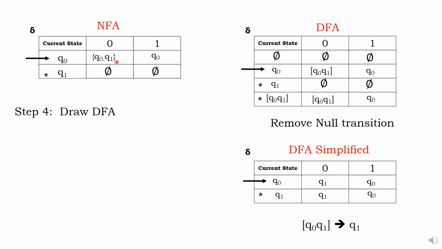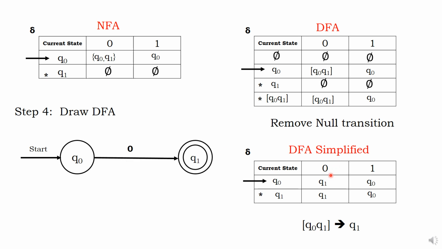So this is the NFA. I converted it to DFA. I simplified the DFA. I am going to draw the DFA now. Q0. For 0 it is Q1. For 1 it is Q0. Q1. For 0 it is Q1. For 1 it is Q0. Okay, it is coming back. So we are very clear. This diagram is deterministic. This is called DFA.